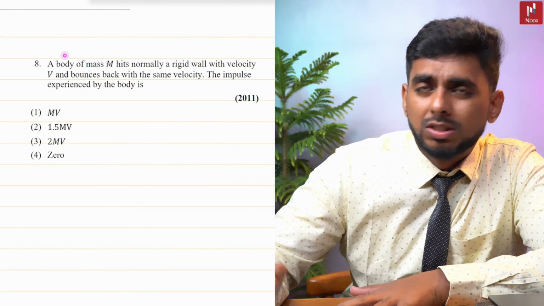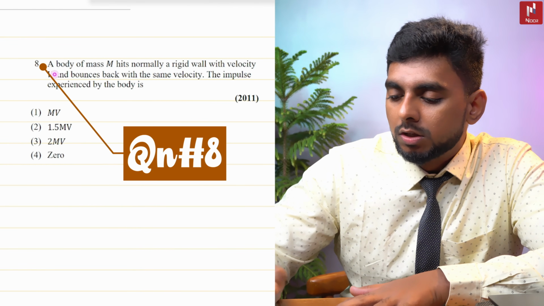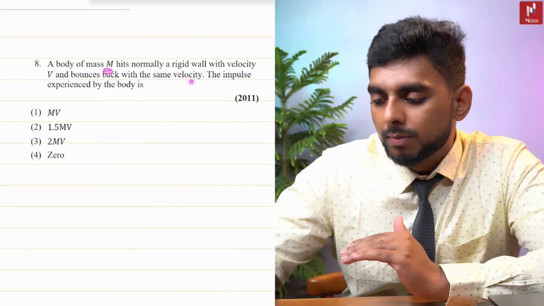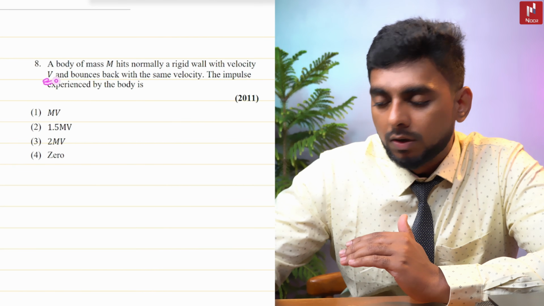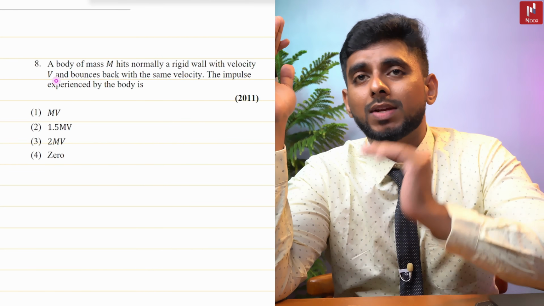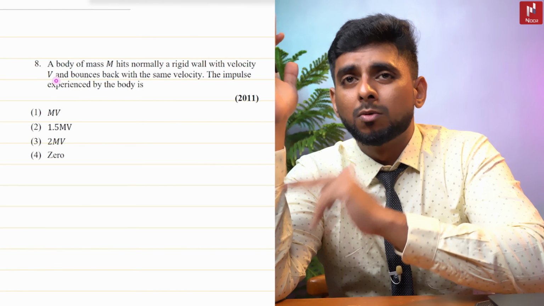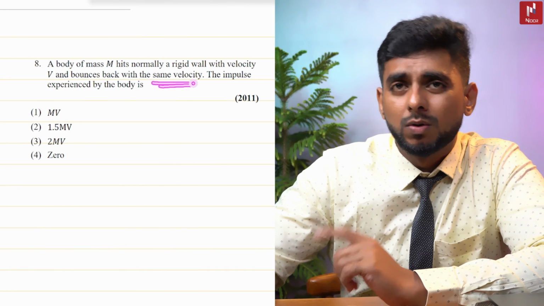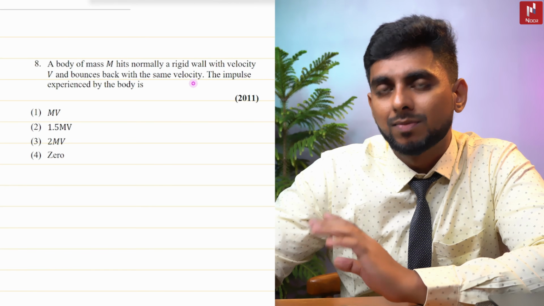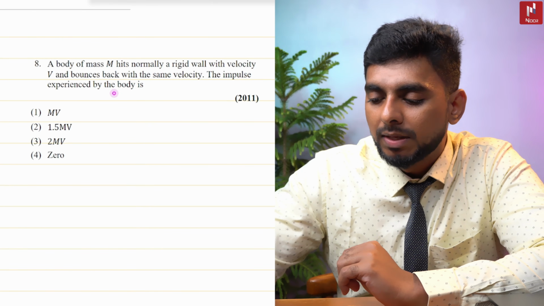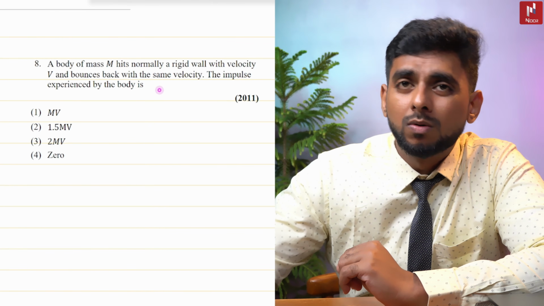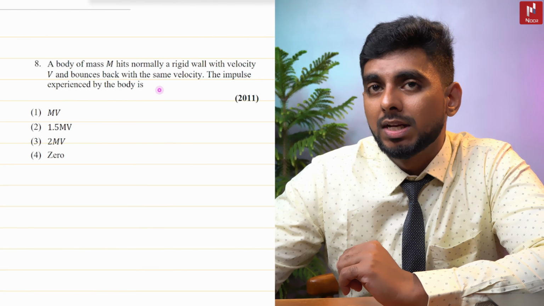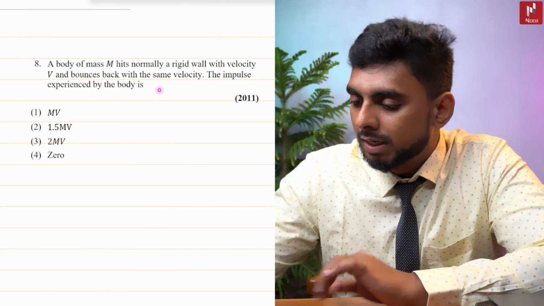This sum is also similar to the previous sum. So you have a body of mass capital M that hits normally a rigid wall with a velocity v. Okay, so there is a mass which is traveling normally, and then it hits the wall with a velocity capital V and bounces back with the same velocity. The impulse experienced by the body is, so what will be the impulse, which means what will be the change in momentum experienced by that particular body or particle. That's what I need to find.